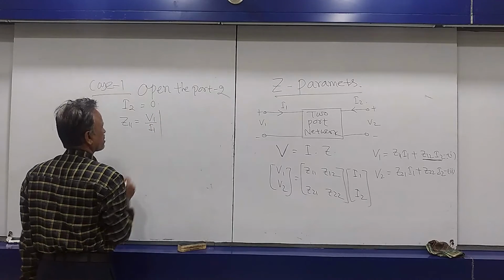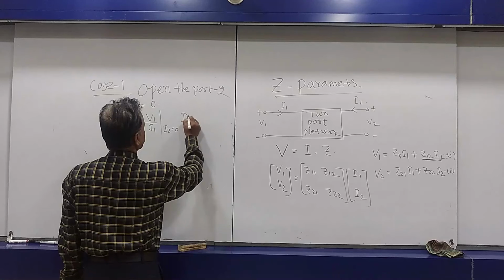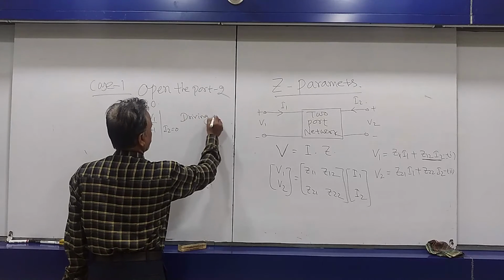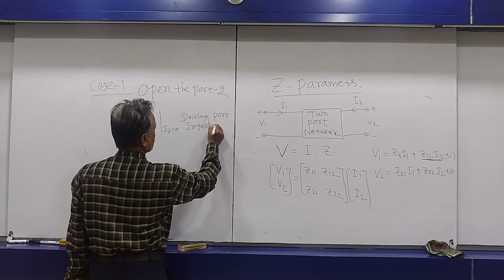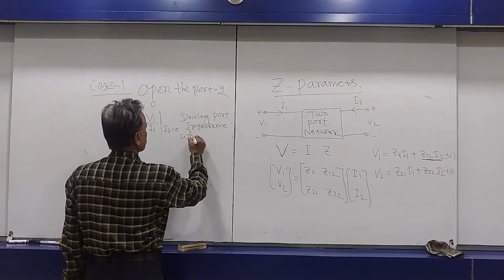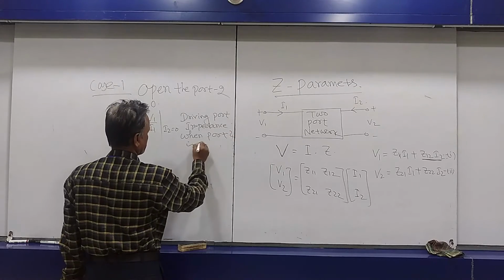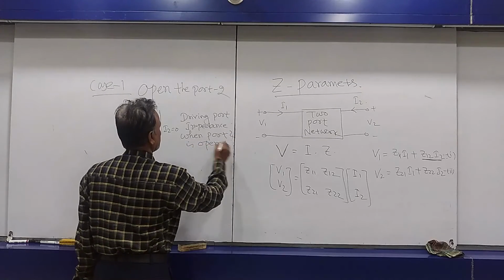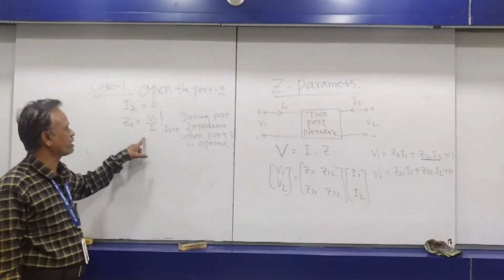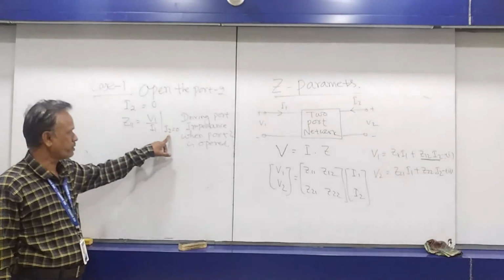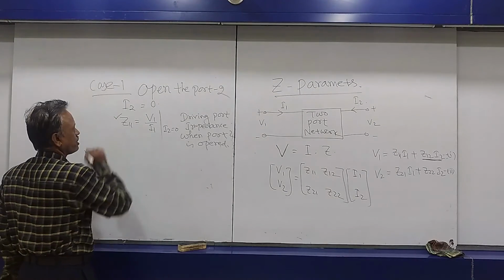That is nothing but the driving port impedance. So Z11 is equal to V1 by I1 when port 2 is open, that is, I2 is equal to 0. This is called driving port impedance.